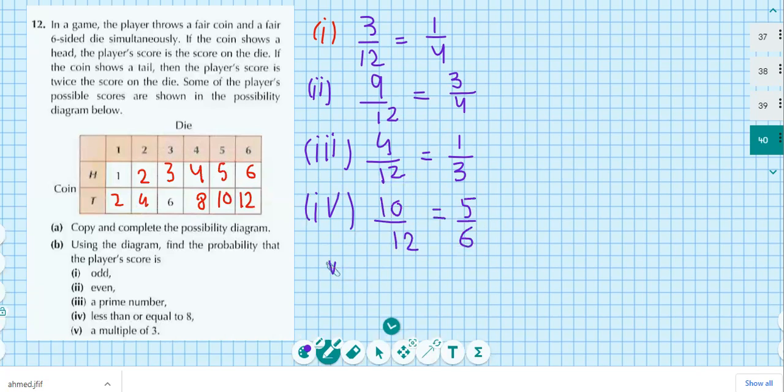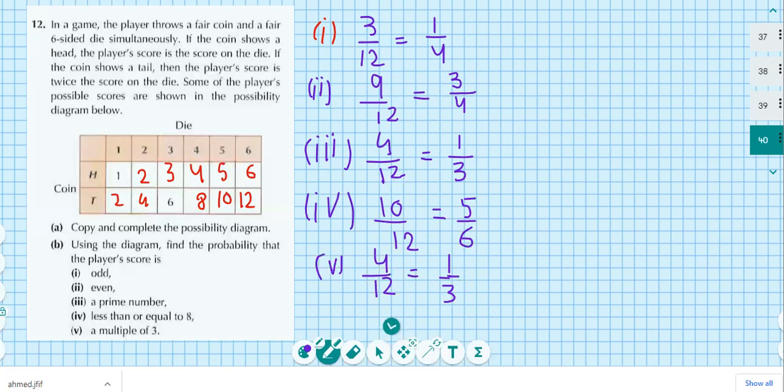For the fifth one, a multiple of 3. So multiples of 3 are 3, 6, this one as well, and this one. So there are 4 multiples of 3. So 4 over 12. So the reduced fraction will be 1 by 3.